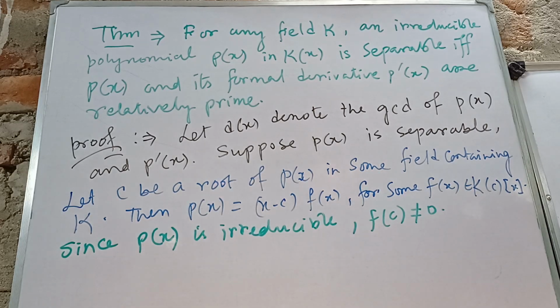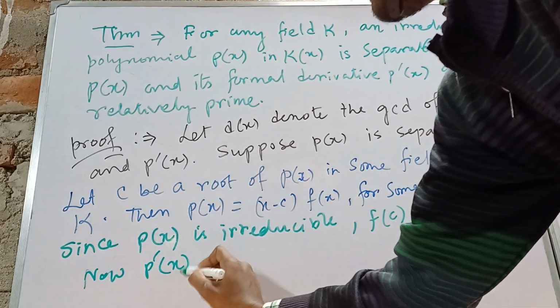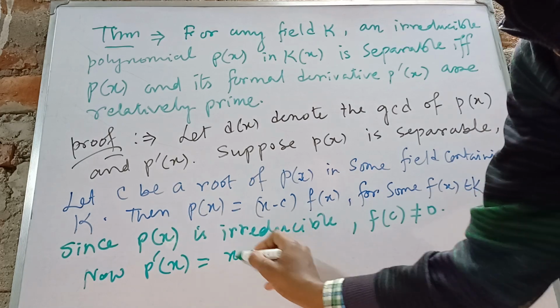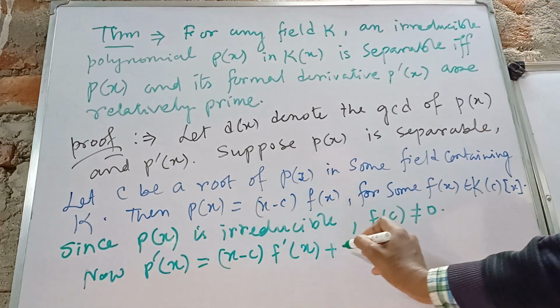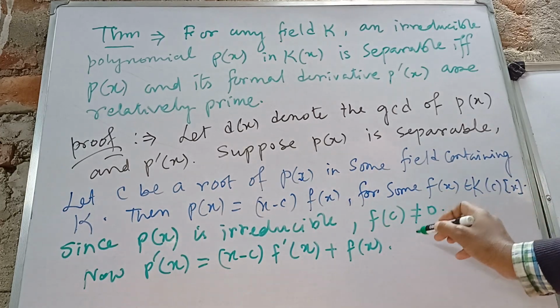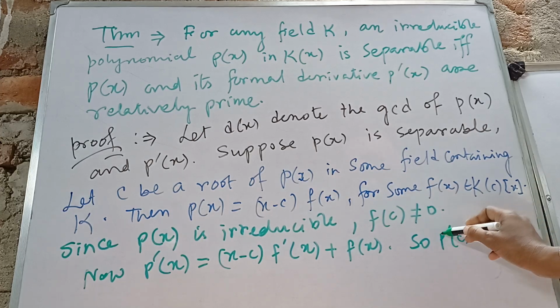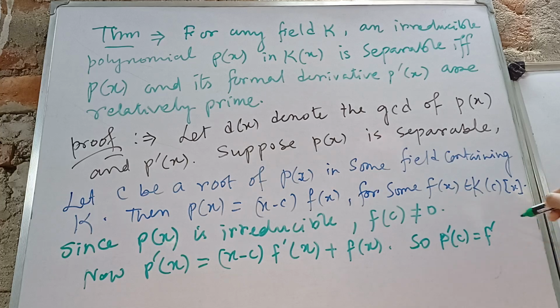Now we evaluate p'(x). p'(x) equals (x minus c) f'(x) plus f(x). Then p'(c) equals f(c), and f(c) is not equal to 0. So p'(c) is not equal to 0.